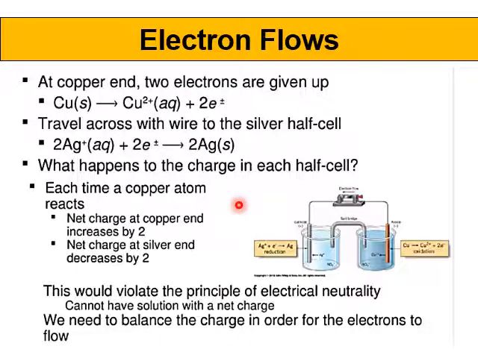Right, so if you look at here, actually this process occurs simultaneously when it asks what happened to the charge in each half cell. So meaning that at this half cell, what happened is silver is going to gain 2 electrons, while copper is going to lose 2 electrons, and they happen simultaneously.